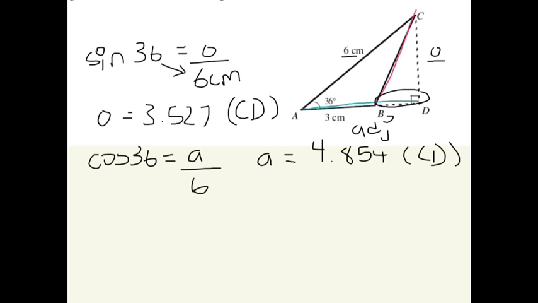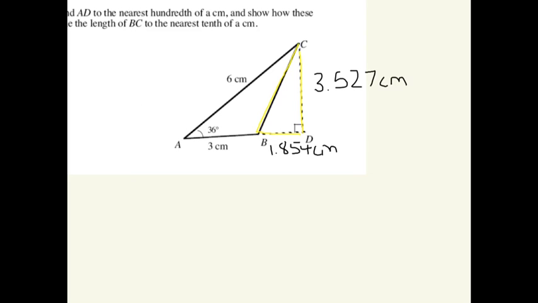Now, of course, we want to find BD. So all you need to do is subtract that 3.527 from 4.854 and you should get BD. So 4.854 minus 3 is equal to 1.854 centimeters. This is BD. So I've highlighted the triangle we're working with now. We've got two sides here, and we have to find the hypotenuse because ultimately we're looking for side BC.